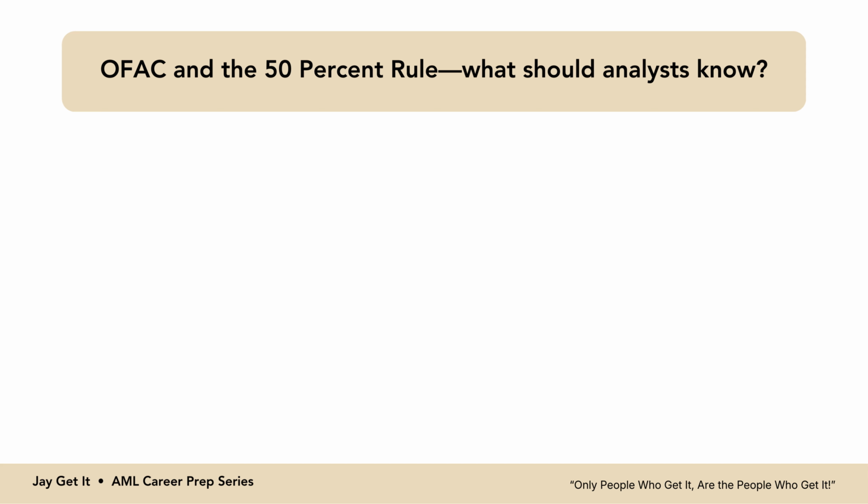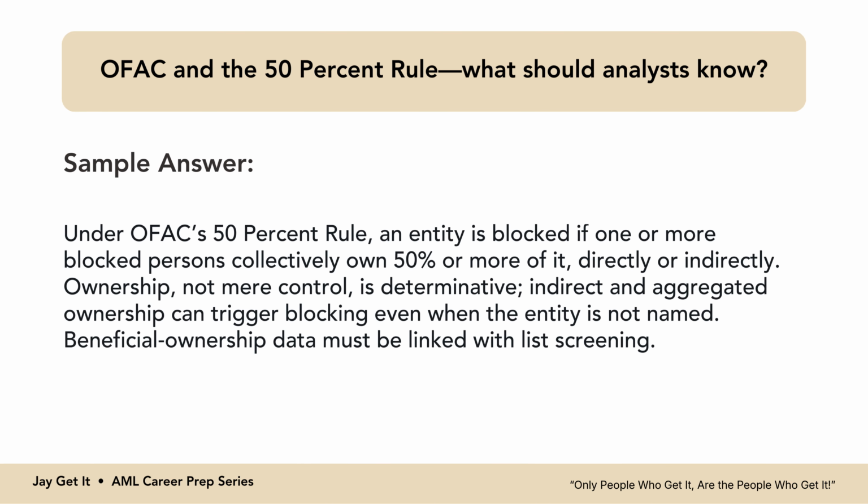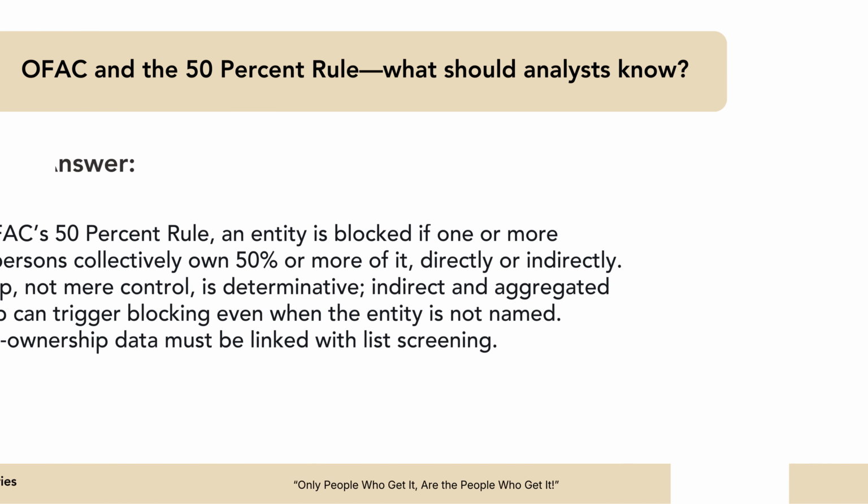Question number 14. OFAC and the 50% rule. What should analysts know? Sample answer. Under OFAC's 50% rule, an entity is blocked if one or more blocked persons collectively own 50% or more of it, directly or indirectly. The rule addresses ownership, not mere control, and indirect or aggregated ownership can trigger blocking even when the entity isn't named. This is why beneficial ownership data and list screening must work together.